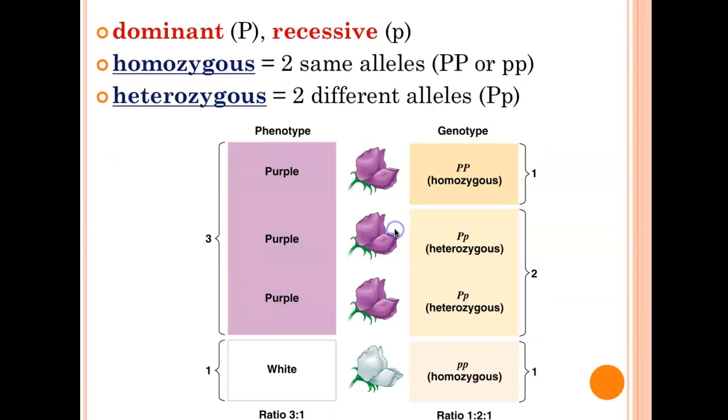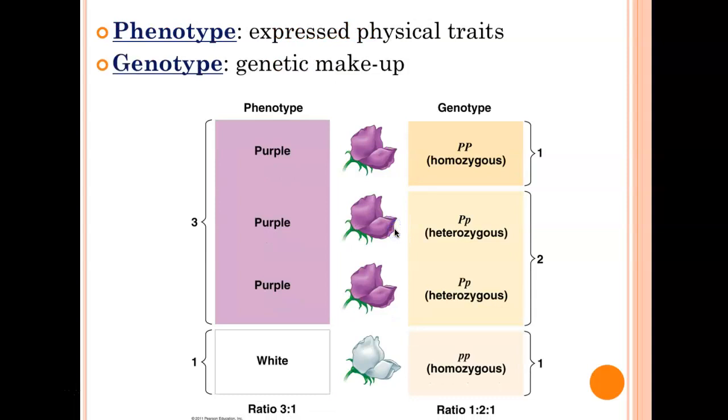Phenotype, genotype. Phenotype is the physical trait that is seen. Genotype is the genetic makeup, like the actual letters.